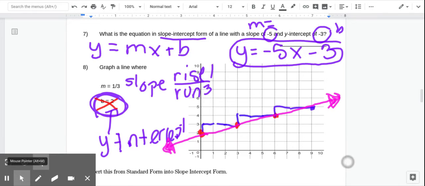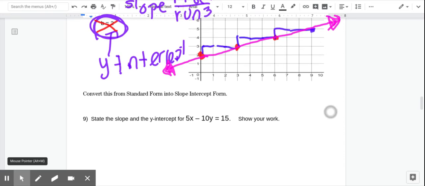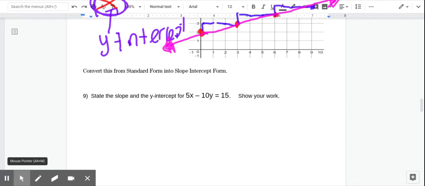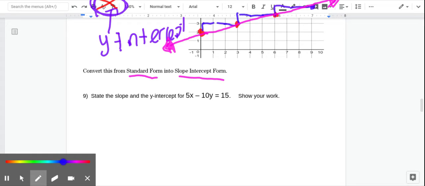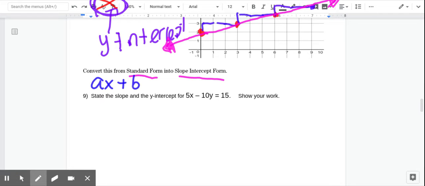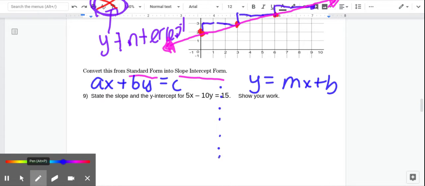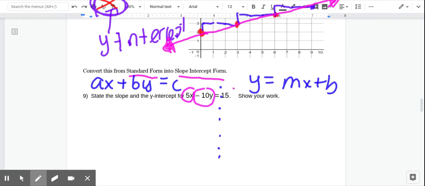Okay, let's go down to the next question. So this is in standard form. Standard form looks a little bit different than slope-intercept form. Standard form is in the form ax plus by equals c, whereas slope-intercept form is in the form y equals mx plus b. So basically, we're just going to solve for y. I think we talked about in class how there are 3 terms that we see. These are the 3 terms.